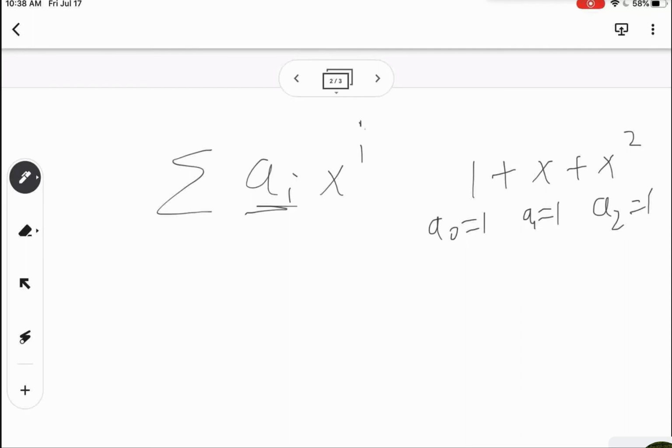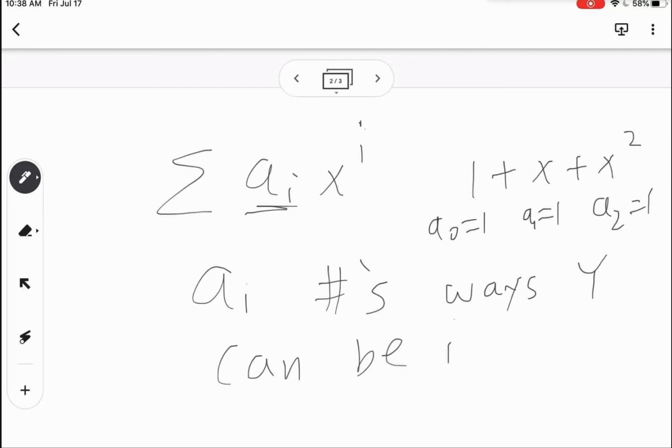So a of i would be the number of ways y, or some number, I'm just going to call it y, can be i. So for example, for this generating function, there's exactly one way for this number to be 0. We have one way for this number to be 1, and we have one way for this number to be 2.